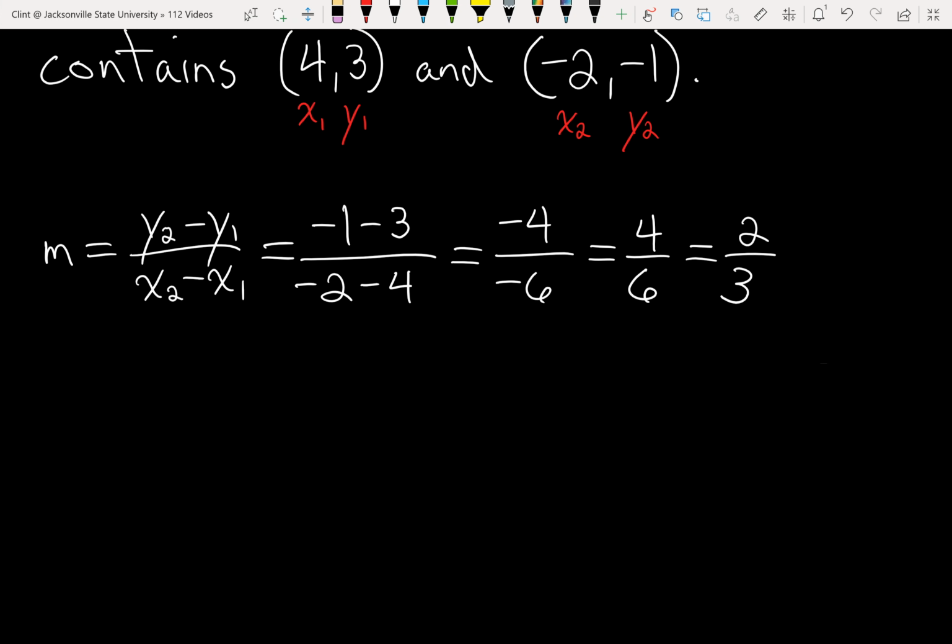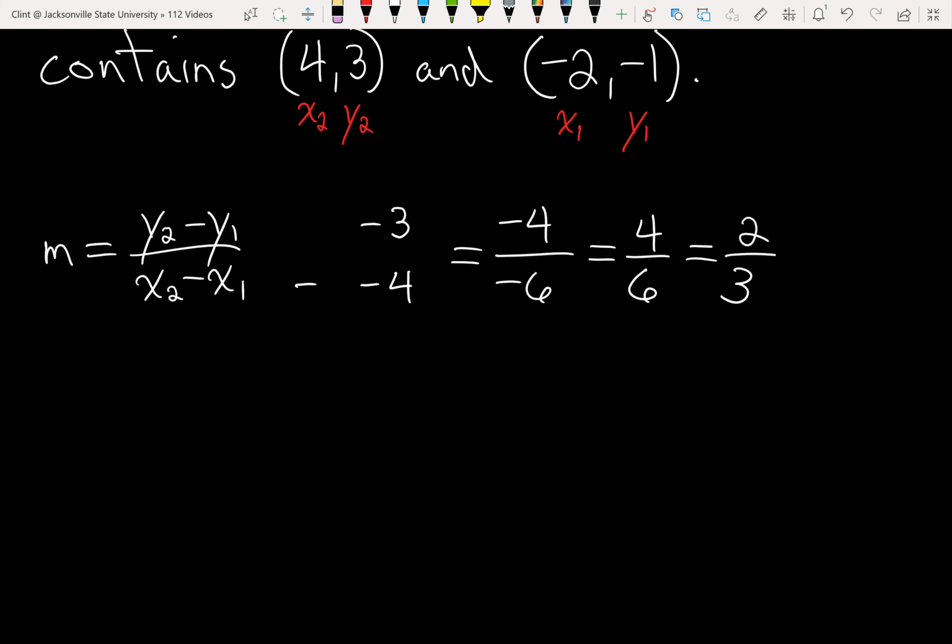Really quickly, let's talk about being careful here. Let's look at what happens if we switch the 1s and the 2s. What if we do the points the other way around? I told you it doesn't matter, right? You'll get the same answer. What if we call this one x2, y2, and this one x1, y1?